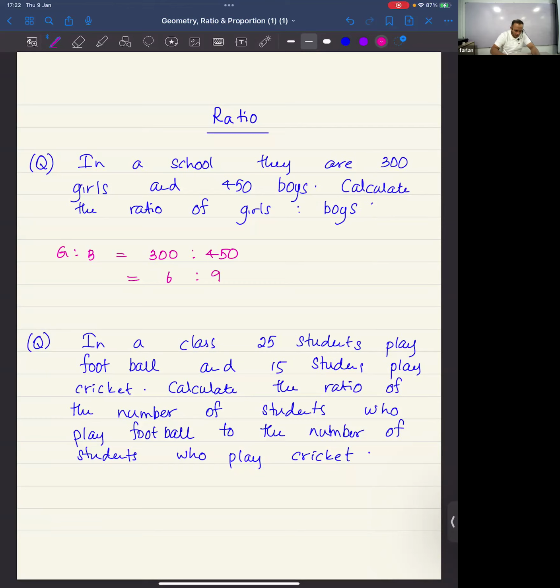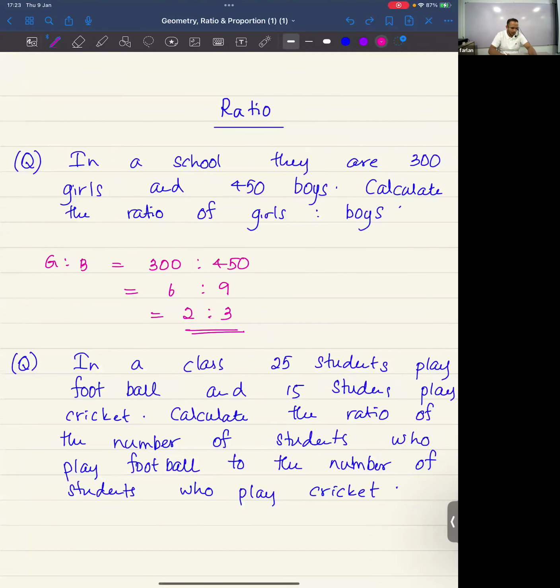The number of girls to number of boys ratio is what we need to find in the simplest form. 300 girls, 450 boys. We divide both sides of the ratio by the same number. First I divided by 50, then it becomes 6:9. Then again we can divide 6 and 9 by 3. 6 divided by 3 is 2, 9 divided by 3 is 3. So the ratio is 2:3. Understood? Take it down.